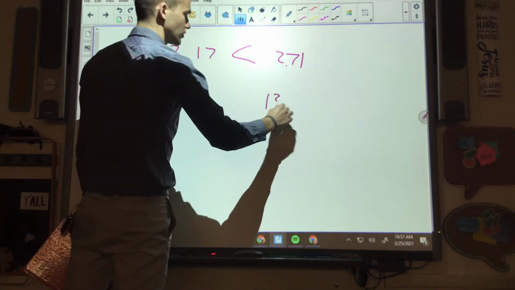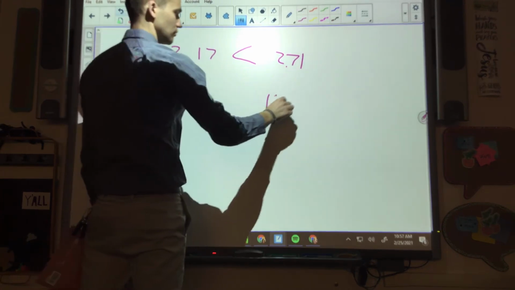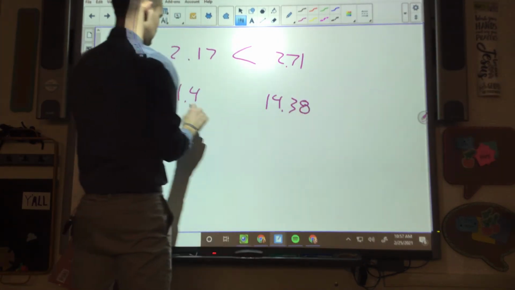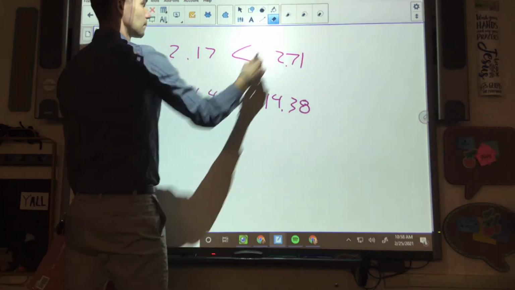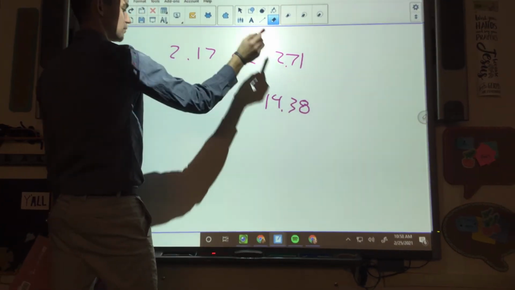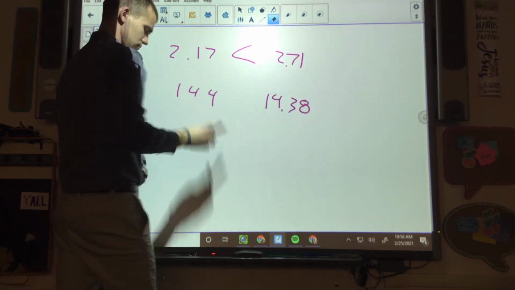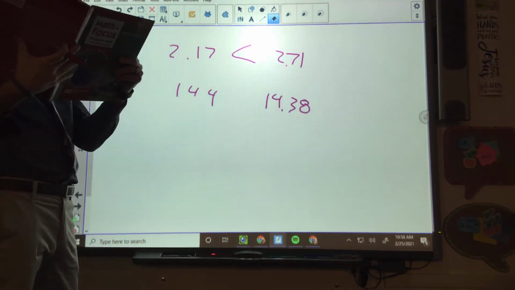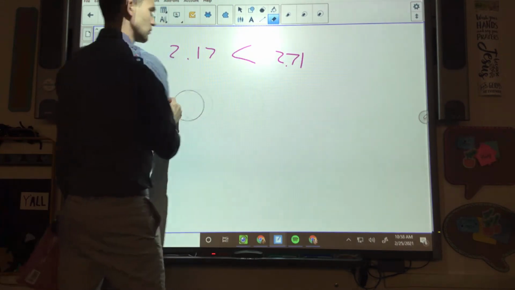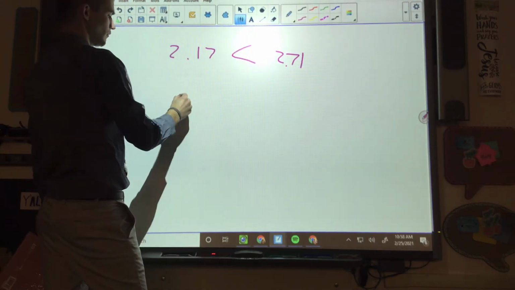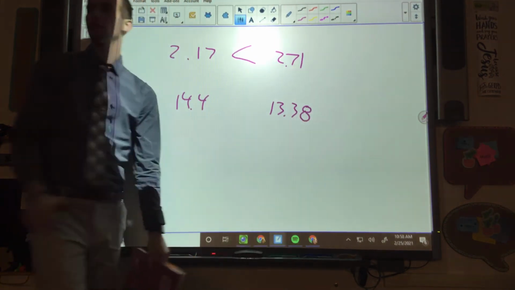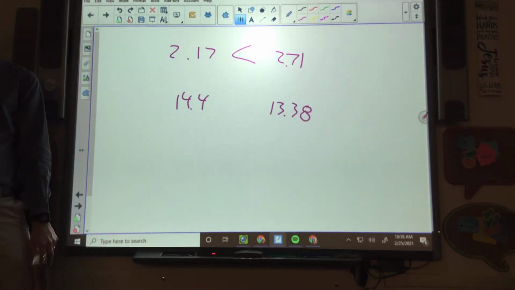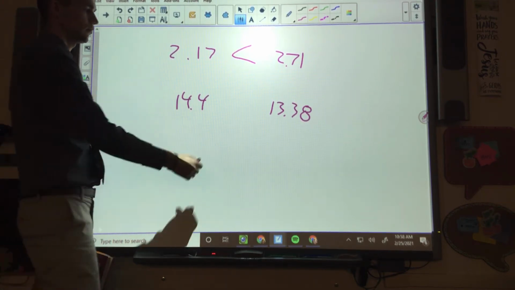Number 18, 14.4 and 14 point, whoops. You want 1.4. Oh, sorry. And then 13.8 or 13.38. Oh, you're right. You always have 14.4, 13.38. Which one's greater?